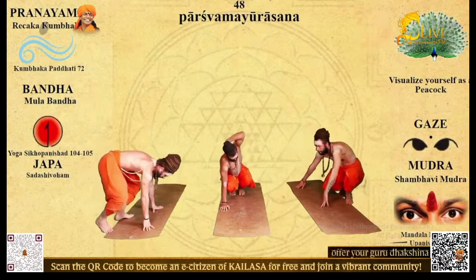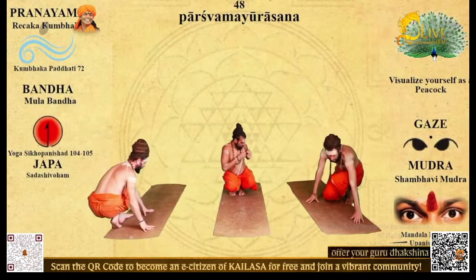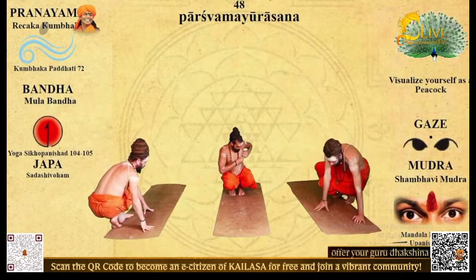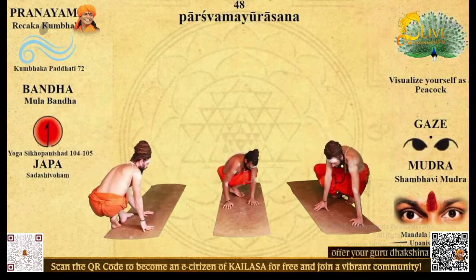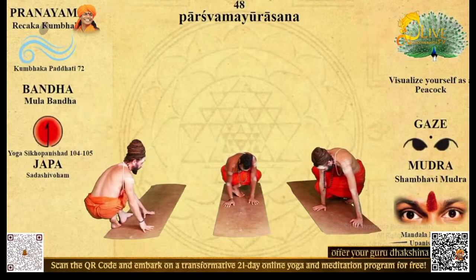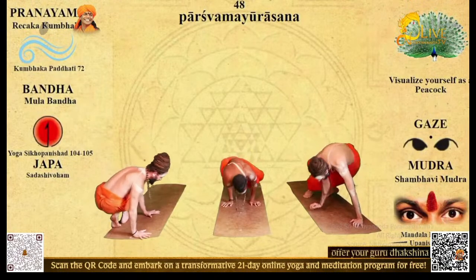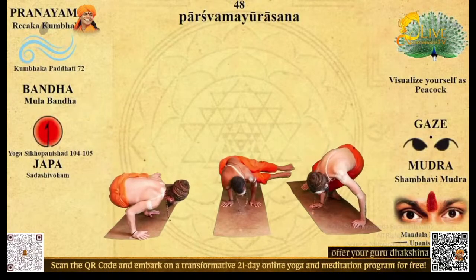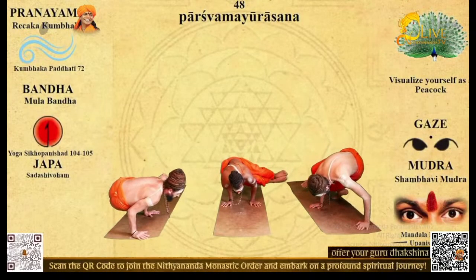Now twist the body on the other side as you place the elbows on the knee and the hip. Lean forward. Extend the legs outside. Gaze to the third eye. Visualize peacock in your inner space.